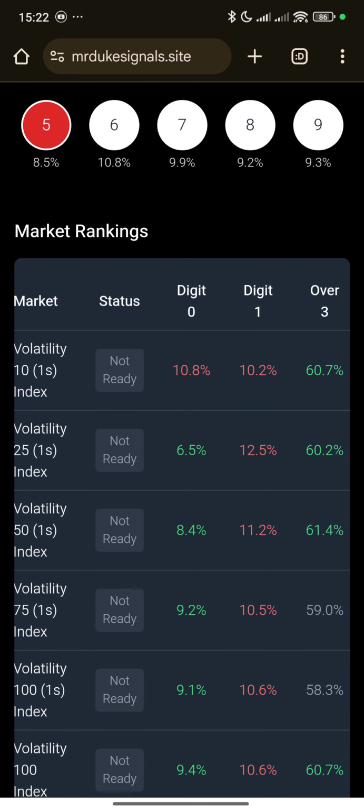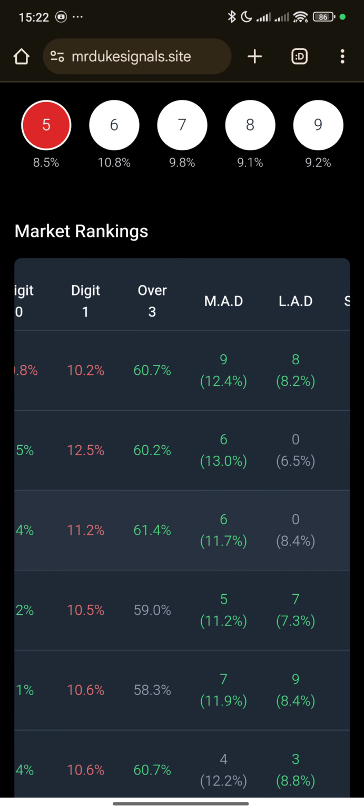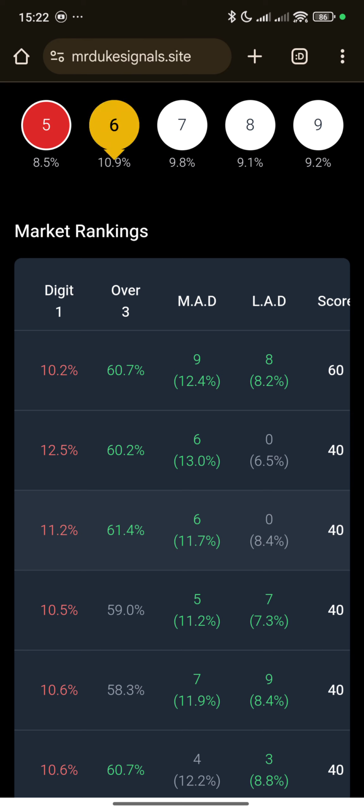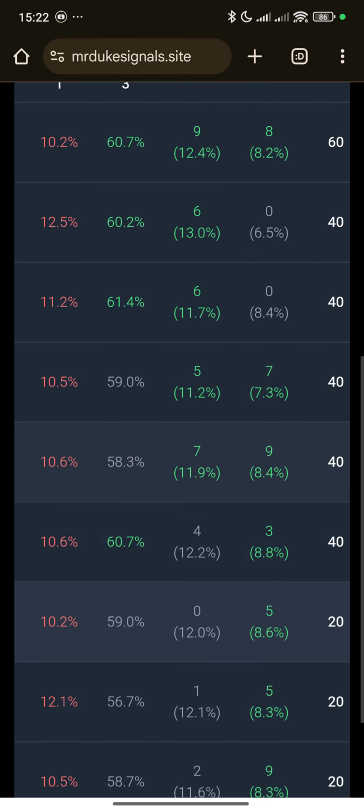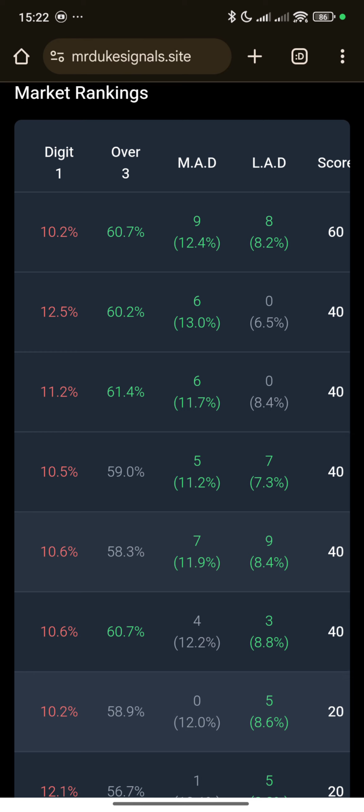So it first checks the digit 0 and 1 percentages just to make sure that the two digits are less than 10%. Secondly, it's checking the over 3 percentage. What is the over 3 percentage? It's at least supposed to be 60% for you to trade. If it's anything below 60%, you will note that the color is different from the one that is above 60%.